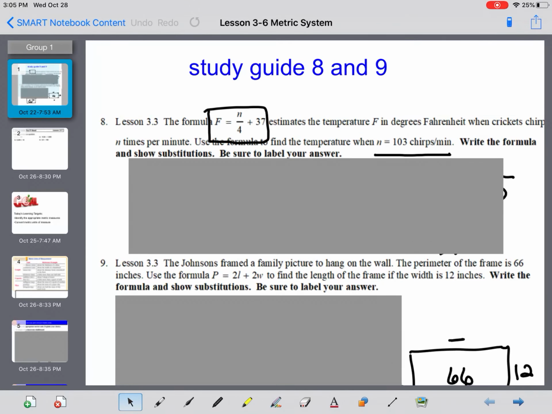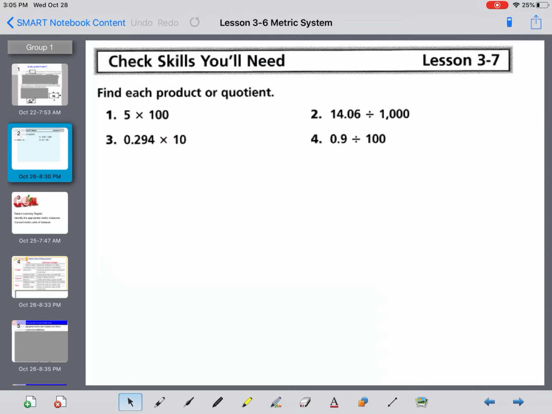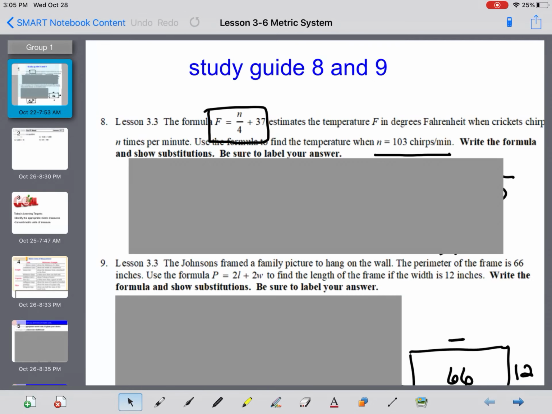This is lesson 3-6 on the metric system from the Algebra Readiness textbook. For today's lesson, you will need your Chapter 3 notes packet and a sharpened pencil. Gather your supplies and answer these 2 study guide questions and work these skills you'll need to know problems that are in your chapter notes packet. Then come on back to compare your answers to mine.